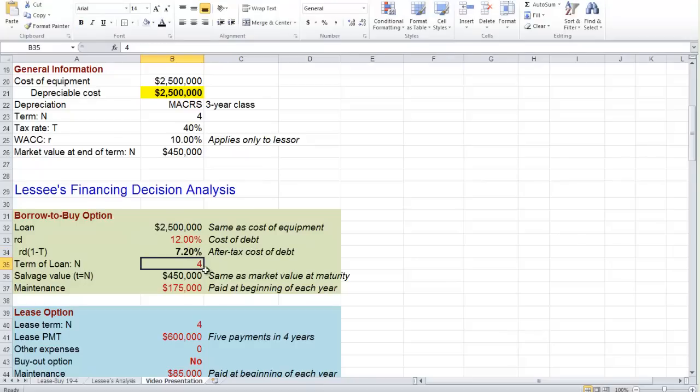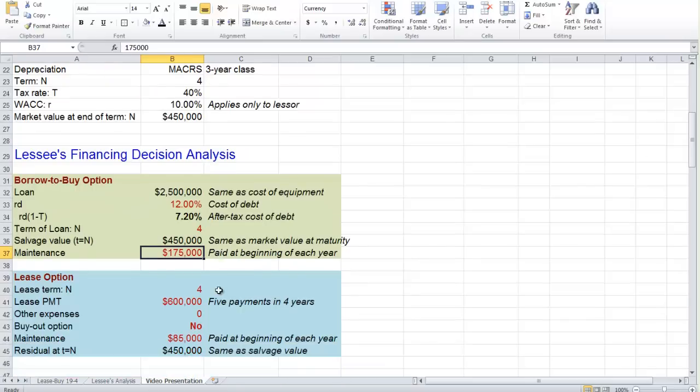Again, the loan term is going to be for the 4-year of use. And at the end of 4 years, the projected salvage value is going to be $450,000. So this salvage value is the same as the projected market value. Now though, maintenance expenses that will have to be made by this individual or this business would be $175,000 every year. However, this money, as I show here, will be paid at the beginning of each year in this example.